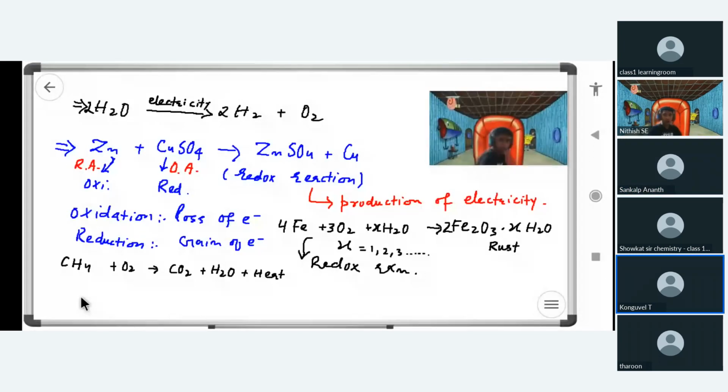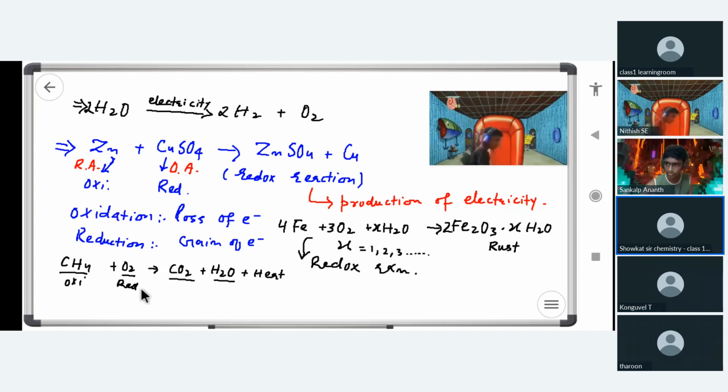So there is loss and gain of electrons in that, right? In CH4, carbon gets oxidized. Methane has been converted to CO2, so there is addition of oxygen, so it has undergone oxidation, and this O2 has got reduced. There is oxidation as well as reduction, so it is a redox reaction, but here you will not get electricity.